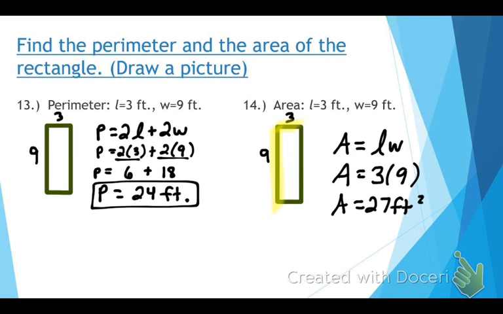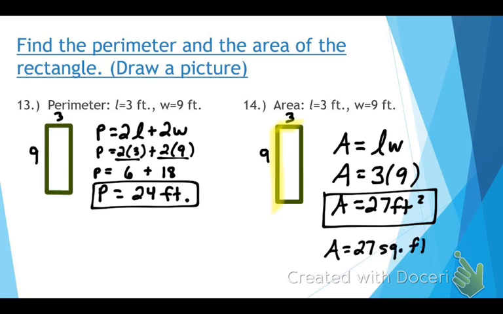Thank you once again for saying feet squared. Every time you have an area problem, you will always have to square the units. Now, a lot of people have been writing it like this, 27 square feet. I do not care which way your answer comes out. Either one is fine, okay?